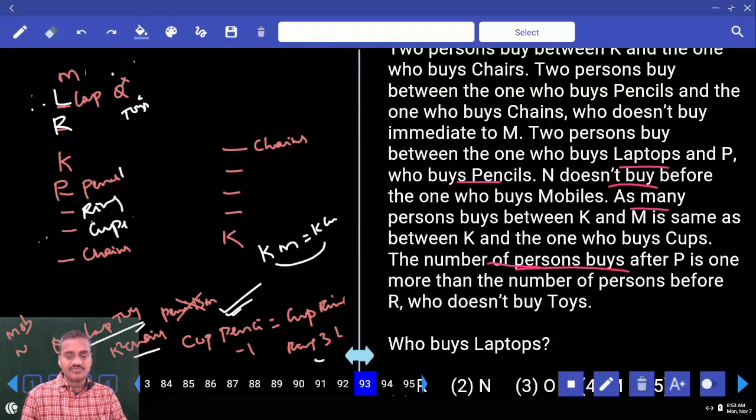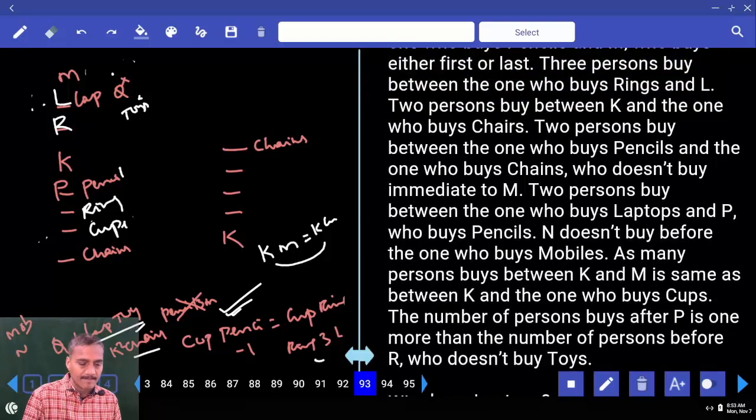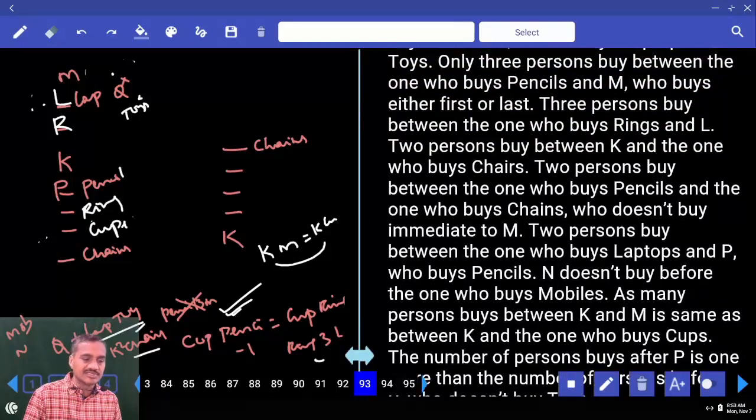Number of persons before P. Number of persons who buys before P is after this one. And next one, here we should have information about the chair, right? And what is the information we have between chair and K and the chair? There must be exactly 2.